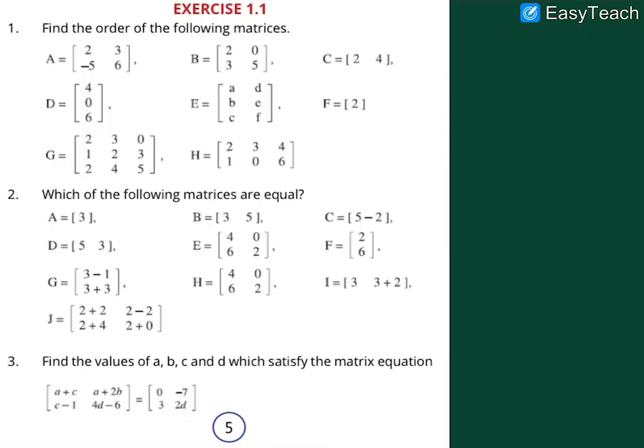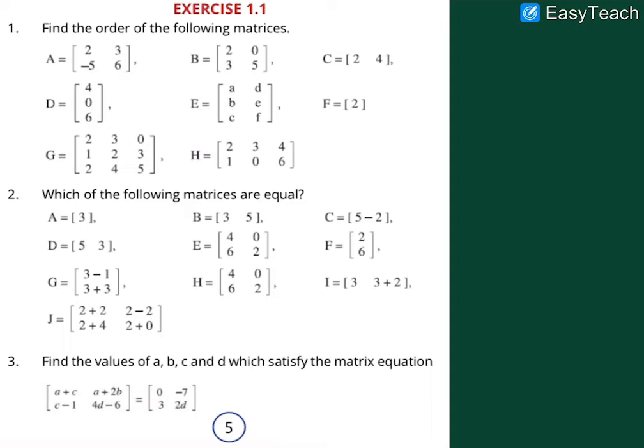Okay guys, let me conclude here. We have seen what a matrix is. A matrix is an arrangement of real numbers within square brackets, in the form of rows and columns. The number of rows times the number of columns is called the order of a matrix. And then we have seen that two matrices are equal if their order is same and their corresponding elements are same.